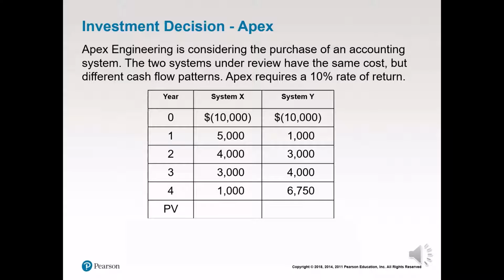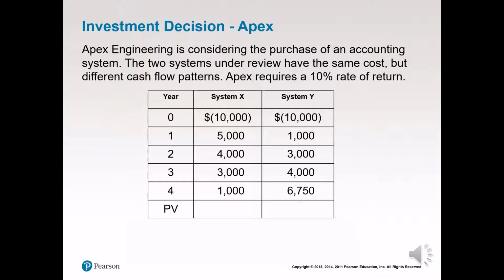Here we have a scenario where Apex Engineering is going to purchase an accounting system. Both systems cost the same. As you can see in year 0, they both cost $10,000, but their paybacks are very different. We are told that Apex requires a 10% rate of return. So the first thing that we want to do is to calculate the net present value.